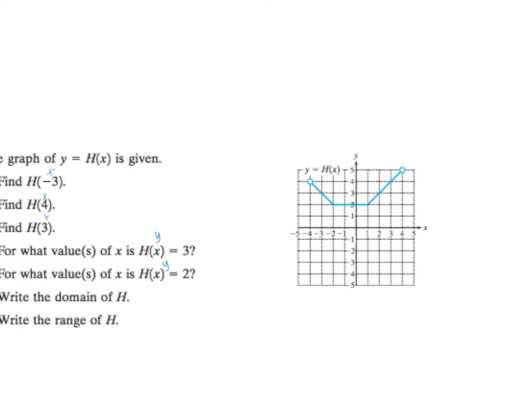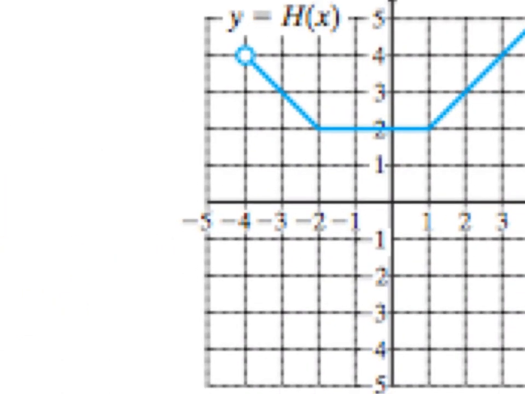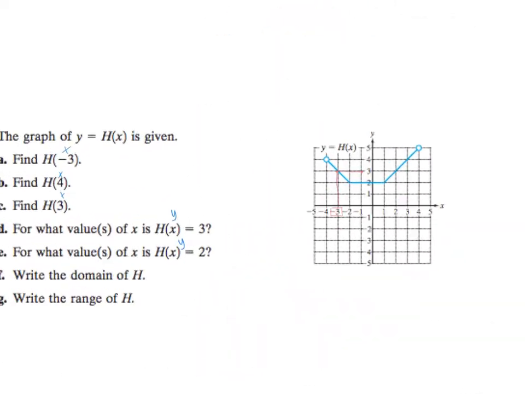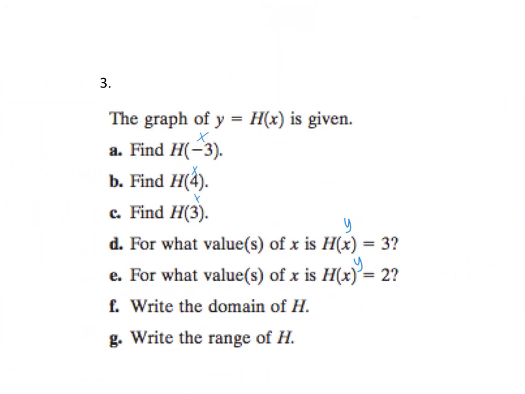And the first thing I do is I need to find negative 3. Negative 3 is right there. So I want to find the y value. So I go up, up, up, up, and when I hit my graph, I stop, I go over, and it's 3. So I can say h of negative 3 is 3. And that's your final answer.